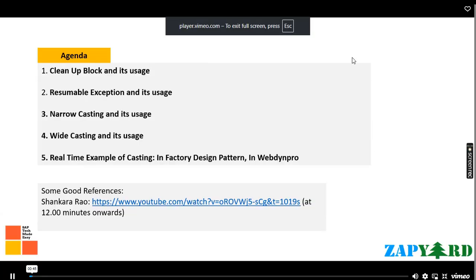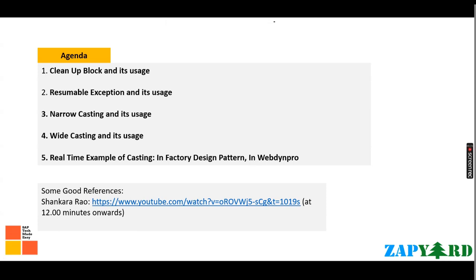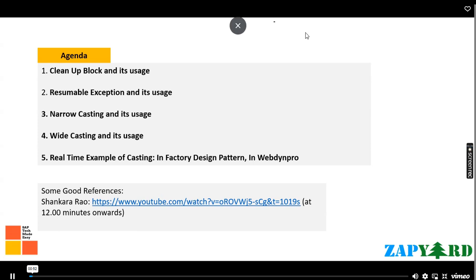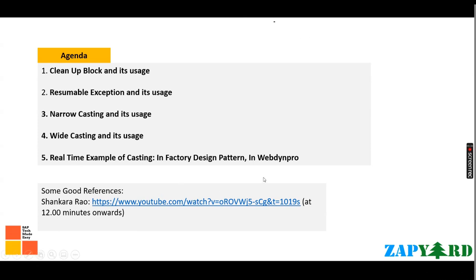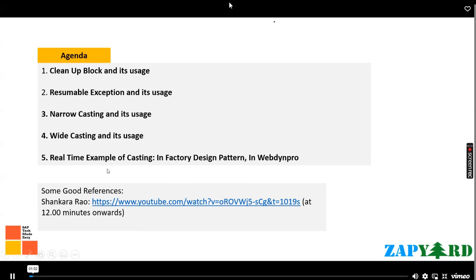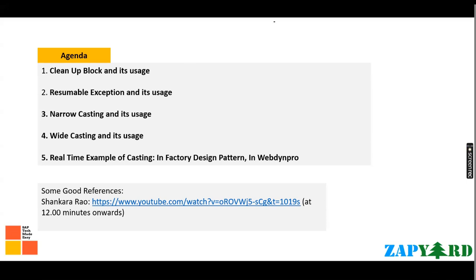In a real-time example, generally we use this narrow casting and wide casting in our factory design pattern. And also in WebDynpro, it is used a lot. Or in many other places, you will be able to see that narrow casting and wide casting are combinedly used together. Whenever wide casting comes into the picture, narrow casting must be there. Okay, wide casting and narrow casting come together. At least for wide casting, you must have narrow casting performed.